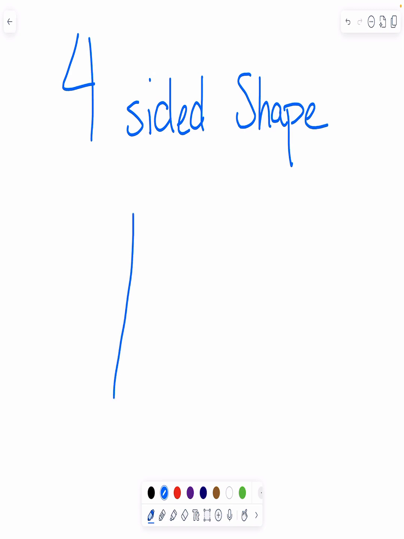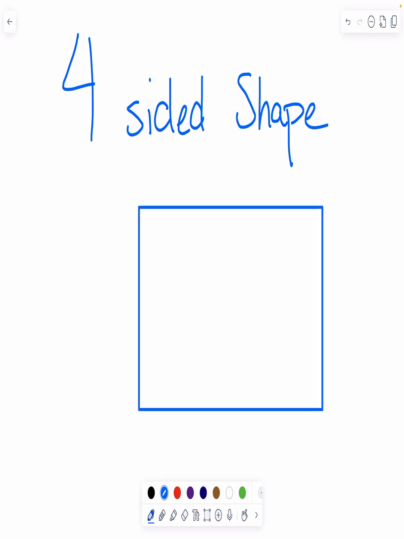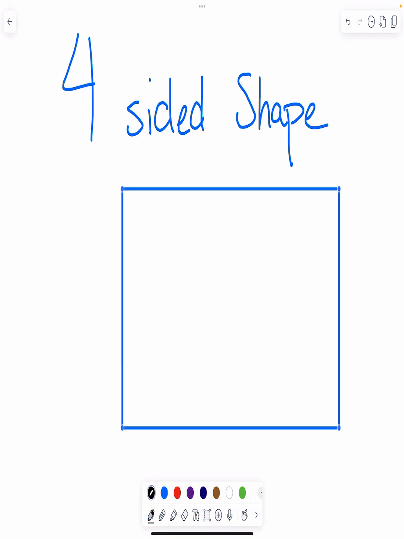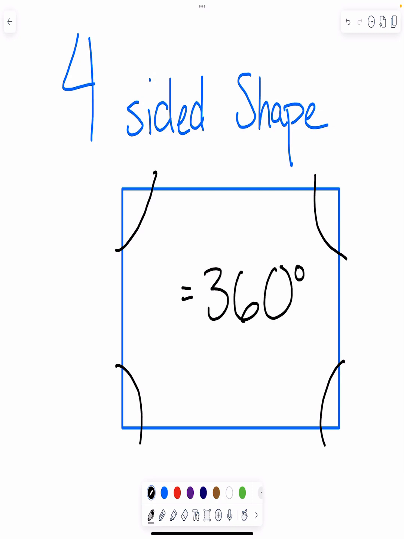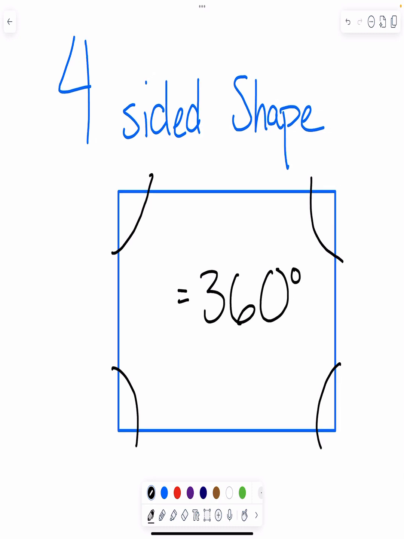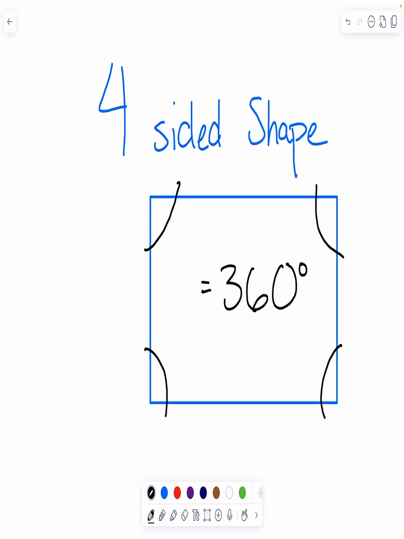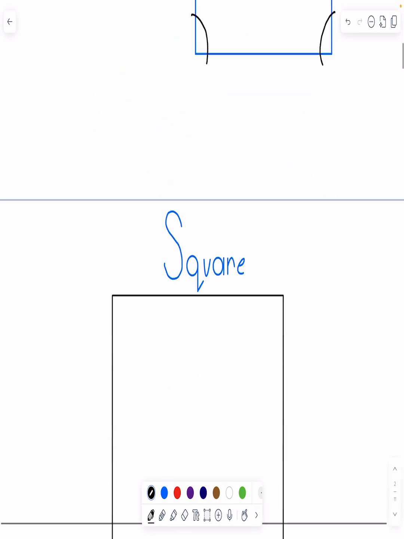A quadrilateral is a four-sided shape. This would be a given example. All the angles in a quadrilateral, if we were to take the sum, would total 360 degrees. These two conditions will always be met for any given quadrilateral. Let's take a look at a few examples.